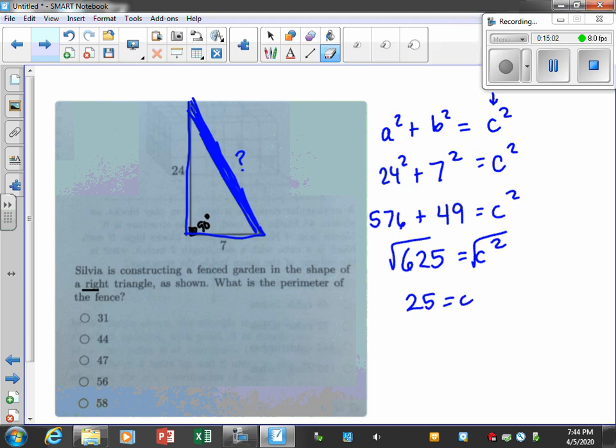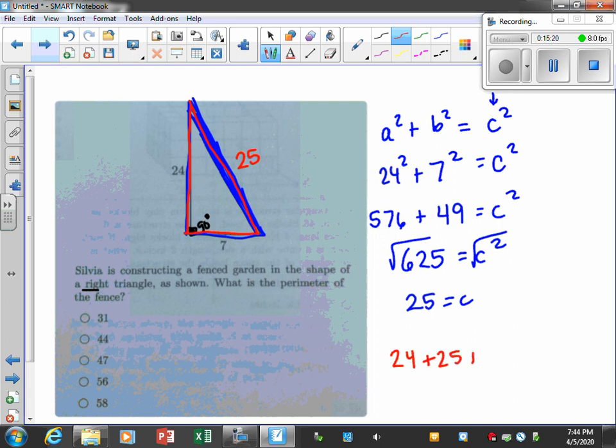So what we found out here is that this is 25. Now the question was, what is the perimeter? And perimeter says add up all the sides, so I have to say 24 plus 25 plus 7. Put that in your calculator. 24 plus 25 plus 7 is equal to 56.